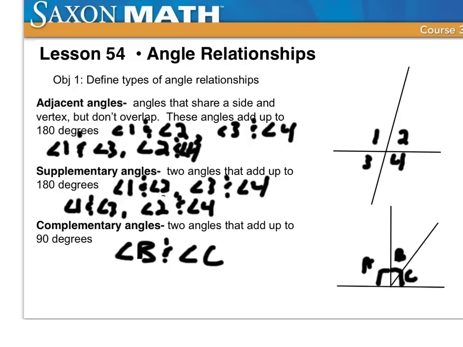So again, adjacent are ones that are right next to each other and they share a side, like 1 and 2. Supplementary angles are angles that add up to 180 degrees, like 1 and 2 or 1 and 3. And again, those are also adjacent angles. And then complementary angles add up to 90 degrees. Alright, let's go on to another slide with some more definitions of angles.